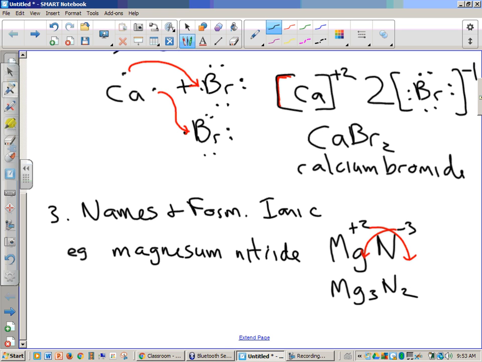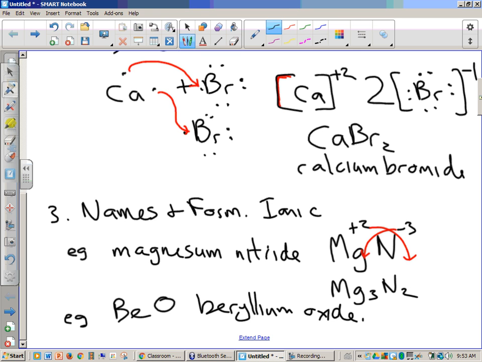And going the other way, if I had something like BeO, what would the name of that thing be? Yep. Beryllium oxide. Beryllium. How many L's in beryllium? I get it wrong every time. Is it a 1 or a 2? 2. Beryllium oxide.